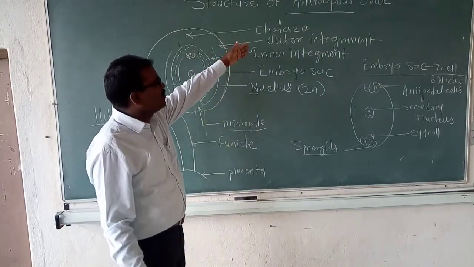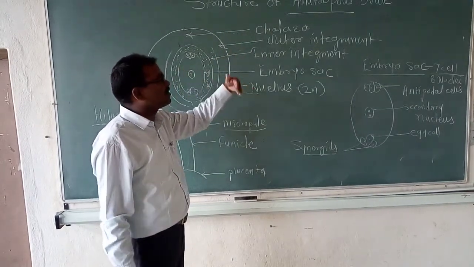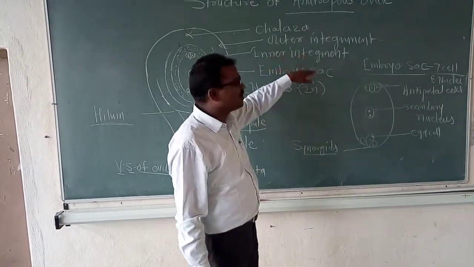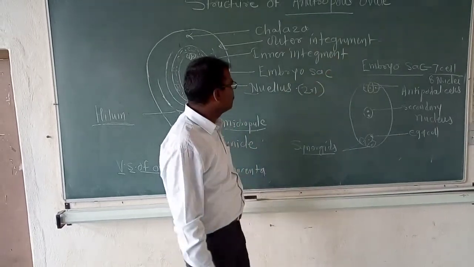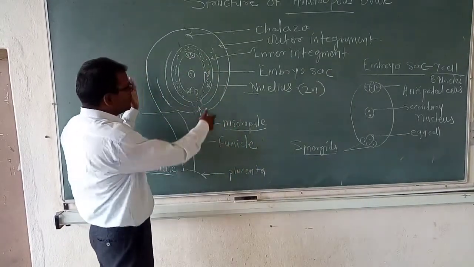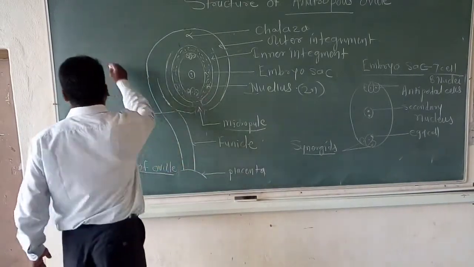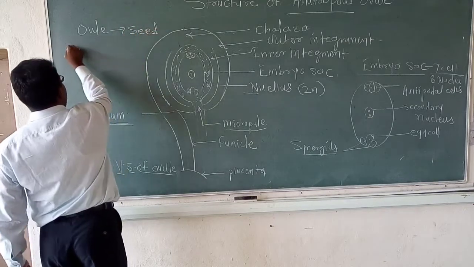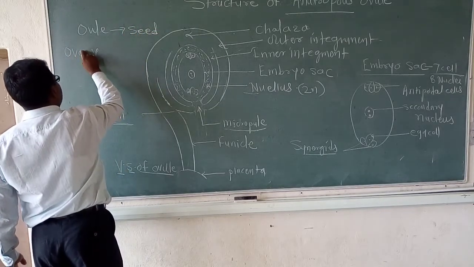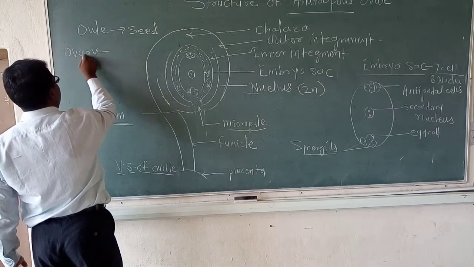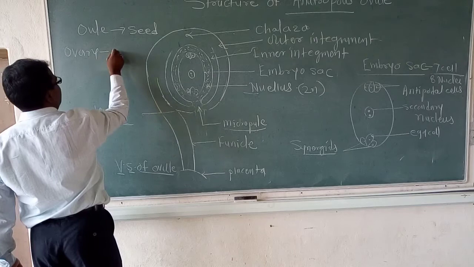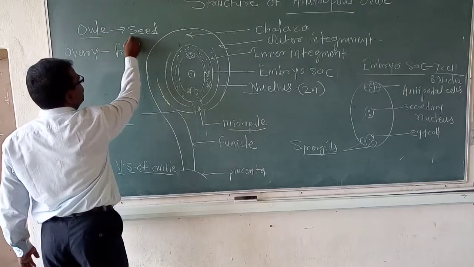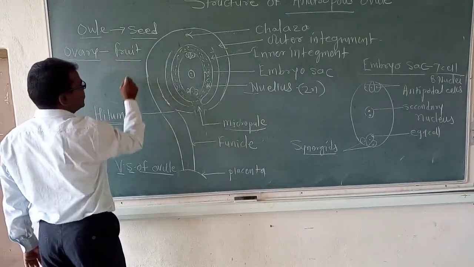And what is the function of integument? It protects the embryo sac, and after fertilization the outer integument develops into testa and the inner integument develops into tegmen. These are the two seed coats. Actually, after fertilization, the ovule gets converted into seed, and the ovary gets converted into fruit.